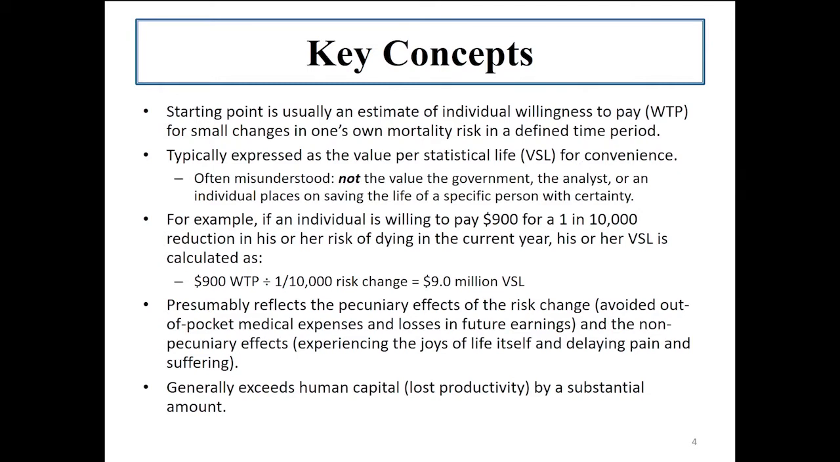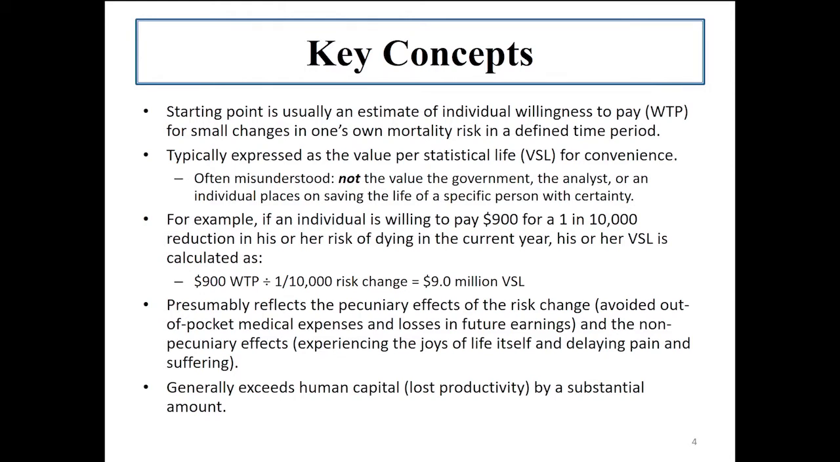The starting point for these is what's usually referenced as the value of a statistical life. There are many times in my career where I've wanted to find who coined that phrase and just choke them because it gets us into all kinds of trouble. What we're really talking about here is starting with an estimate of individual willingness to pay to reduce your own mortality risk within a short time period. You do things every day that demonstrate that you are willing to pay to reduce these risks. You might drive slower, you might buy a protective measure or an airbag on your car, or a helmet for bicycle riding, whatever. It's not the value that somebody else is placing on saving your life.